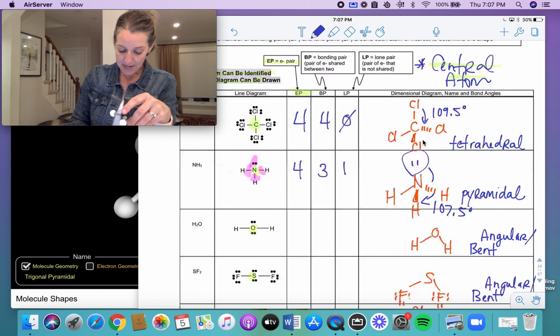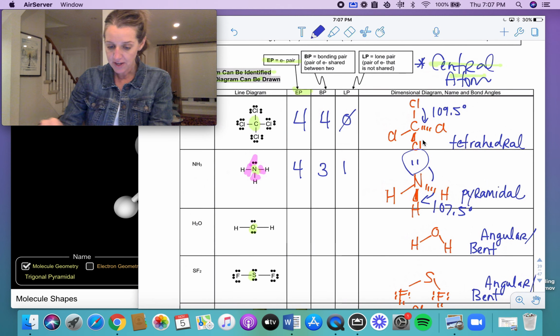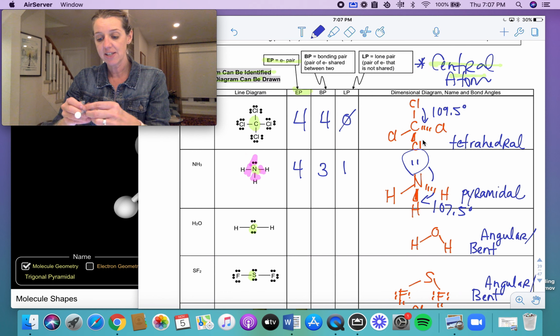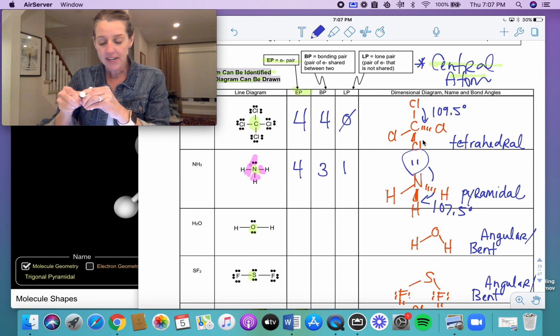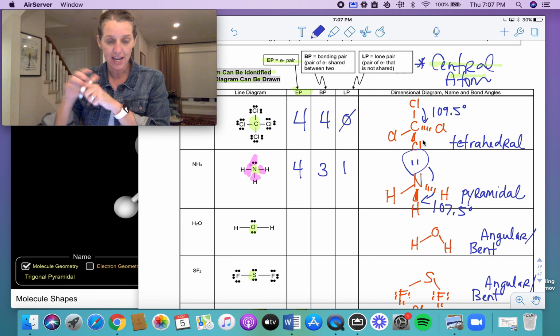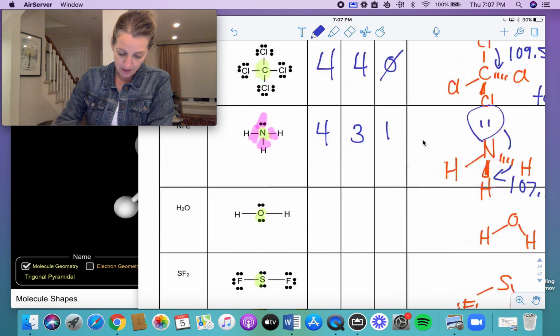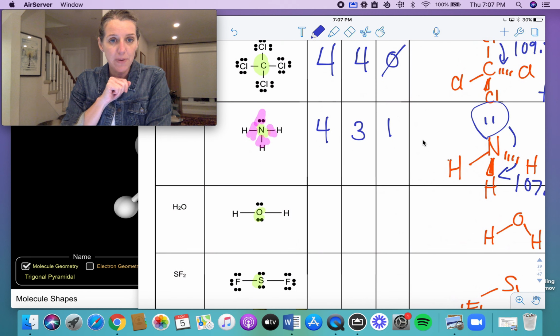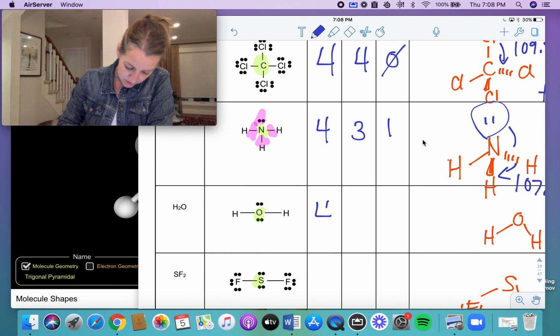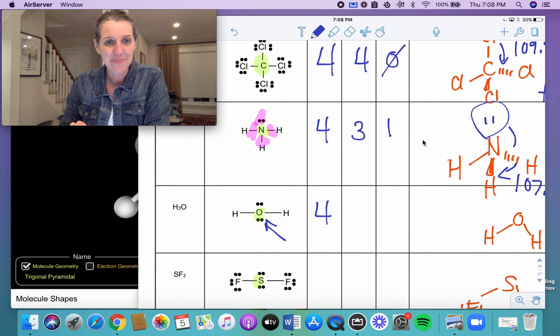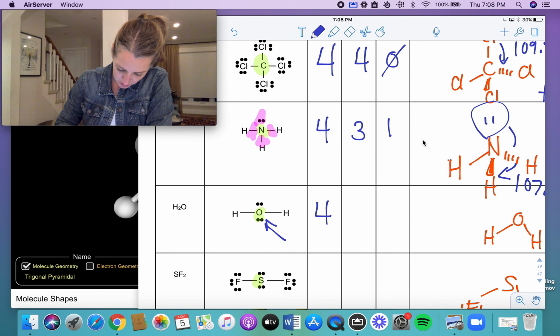Okay, let's see what happens now if I still have my starting point as my tetrahedral, because I'm going to count around that center atom of oxygen for this one right here, that I have 1, 2, 3, 4 pairs of electrons around my center atom. Okay, how many of those are lone and how many of those are bonded? 2 are bonded and 2 are lone.